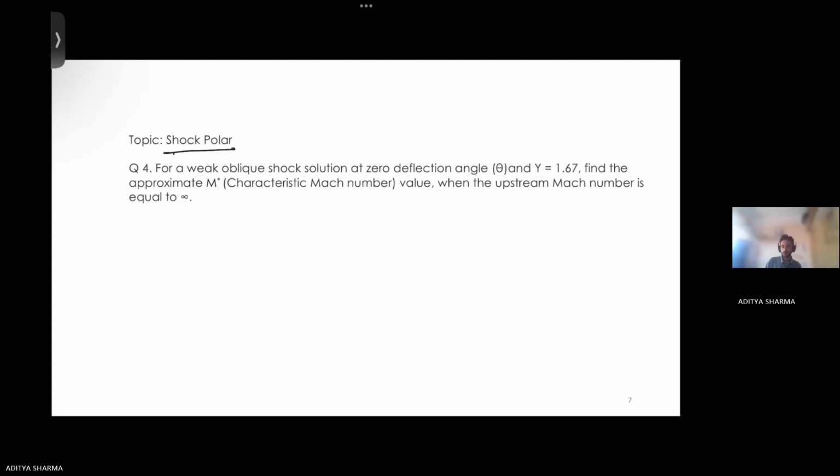The next question says that for a weak oblique shock solution, so the question discusses oblique shocks, and a weak oblique shock. So for a weak oblique shock solution at zero deflection angle, so there is no deflection. And the gamma this question has given is 1.67. Find the approximate M star. What is M star?